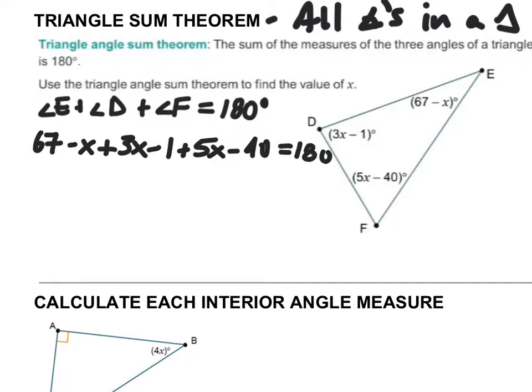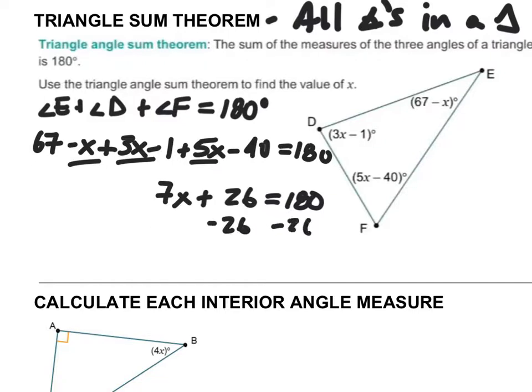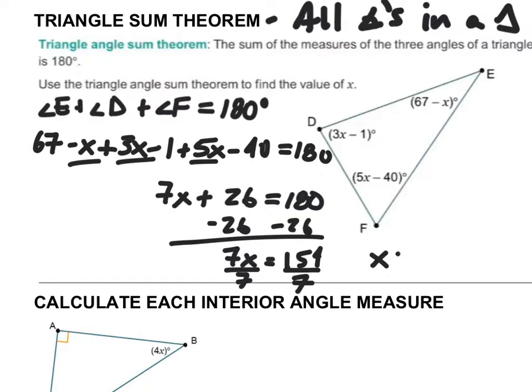If we combine like terms, 5x and 3x give me 8x, minus an x gives me positive 7x. Then if I take 67 and subtract 1, that'd be 66, and then minus 40, that'd be 26. So plus 26 is equal to 180. To solve for x, we subtract 26 from both sides, and I get that 7x is equal to 154. If I divide both sides by 7, that gives me that x is equal to 22.